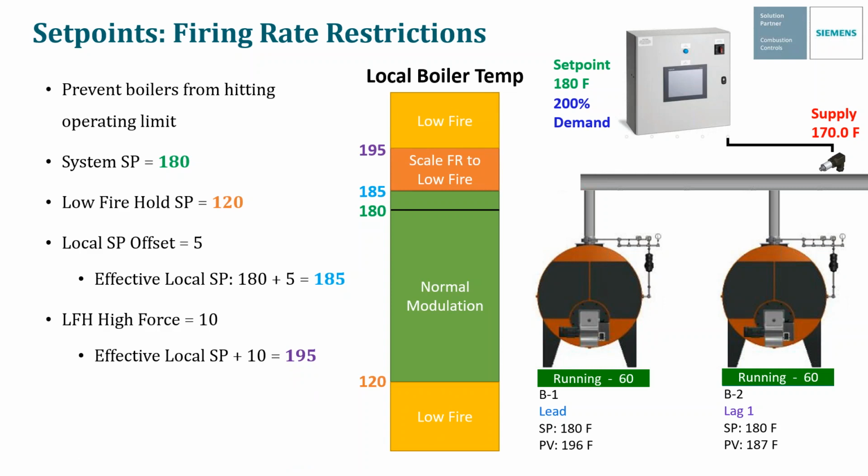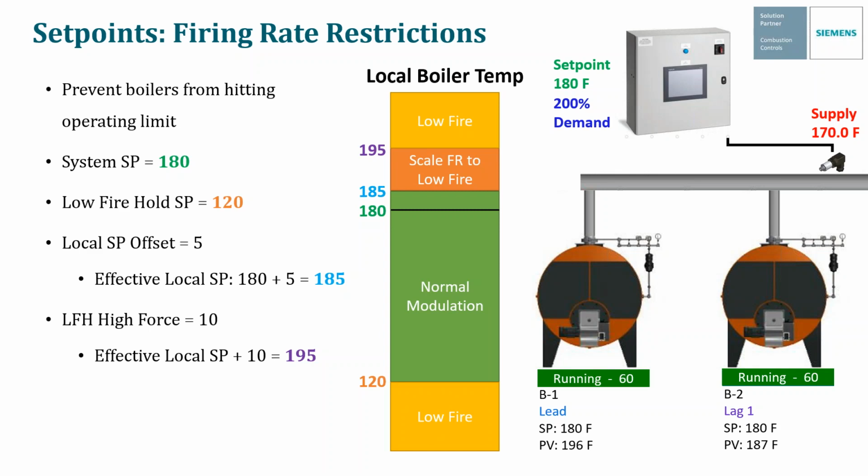Now, low fire hold high force value is set to 10 in this example. And so we take our effective local set point, which is 185, and we add 10 to it, and we get 195, okay? This means that between 185 and 195, the boiler is actually going to be scaling down from high fire to low fire, okay?